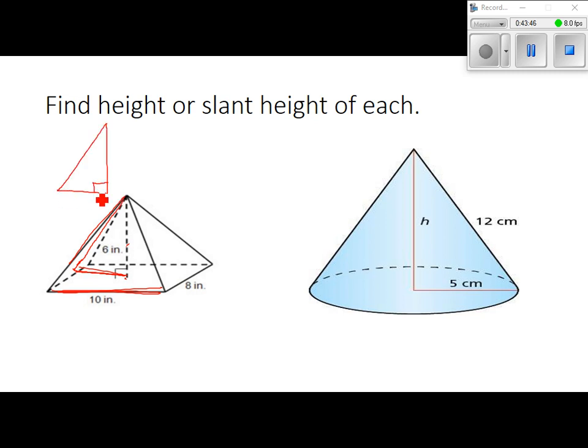Got a right angle there. The height in here is 6 inches. The radius going from the middle out this direction is going to be half of this side. So if this side is 10, then that radius is going to be 5.